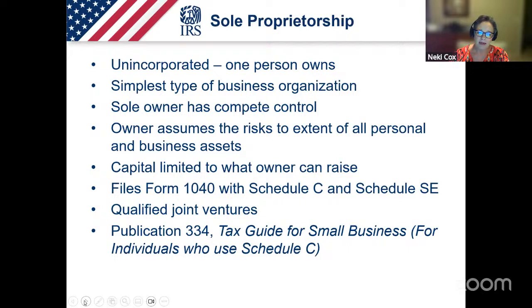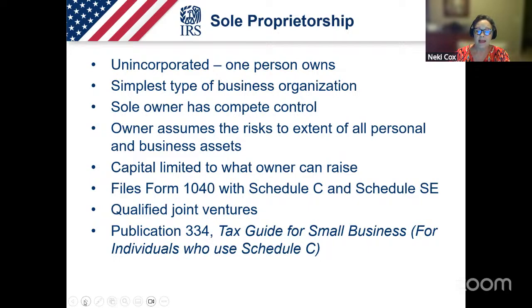And the disadvantages of sole proprietorship are the business does not exist apart from its owner. And it's the owner who assumes the risks of the business to the extent of all of his or her assets, even if the owner does not use his or her personal assets in the business.